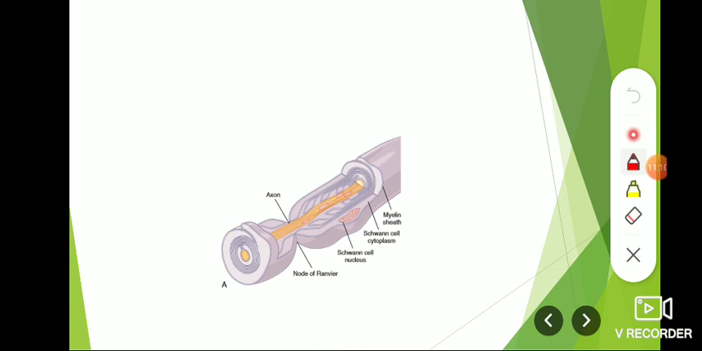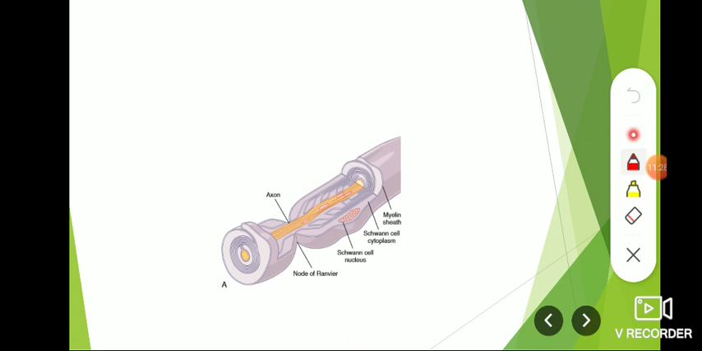You can see these are the Schwann cells. These are covering. You can see this is the myelin sheath. And at intervals, the myelin sheath is absent. That interval is called the nodes of Ranvier. It has a very important physiological significance.